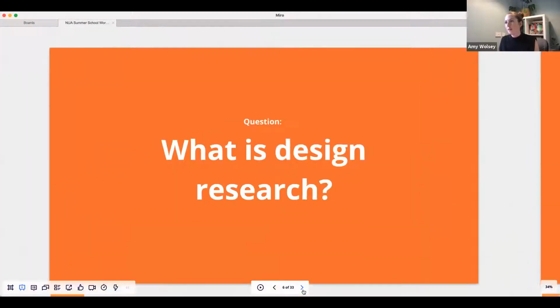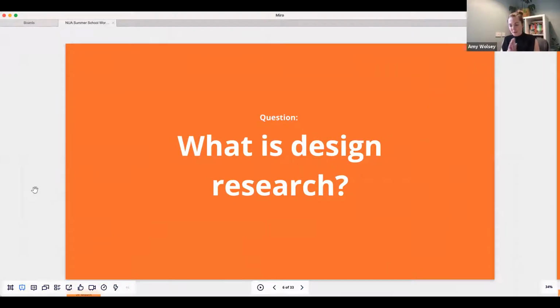So what is design research? Design research is research that's specifically undertaken to support the strategic design and development of a process. So we don't just do it for the sake of it, we do it to provide a sense of direction. And that's one example of why we do it.